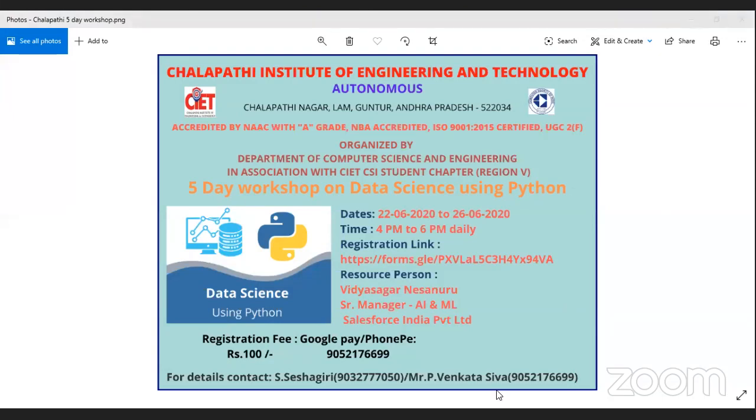Yes, if you have any doubts, you can type in the chat box. Vidyasagar sir's mail ID is in the chat box, so anyone who has doubts can contact him. Yes, the assessment link will be shared in the groups. But one thing, this is a registration event only, so the certificate will be given only to those who have registered. If you have any doubts regarding that, you can contact the number I am sharing. You can see the number at the bottom. You can contact Mr. P. Venkatasiva, and you can clear your doubts if you have any.